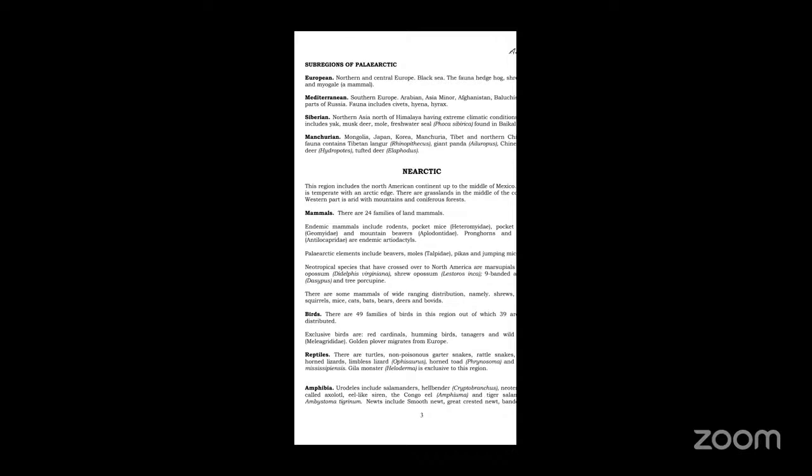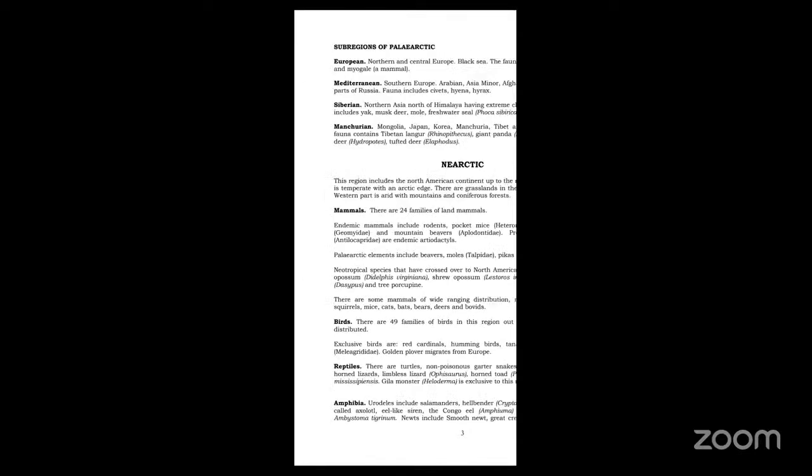So this is only the urodeles. So the urodeles include all these things. Under urodela, you find salamanders. Then you find the hellbender. Then different types of eel-like siren, Congo eel, and tiger salamanders.